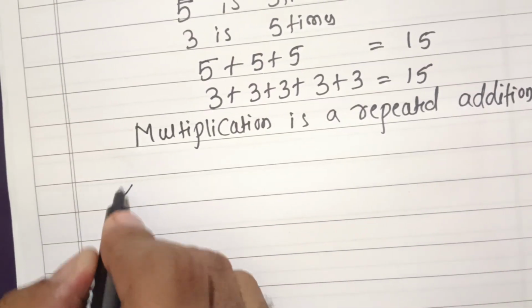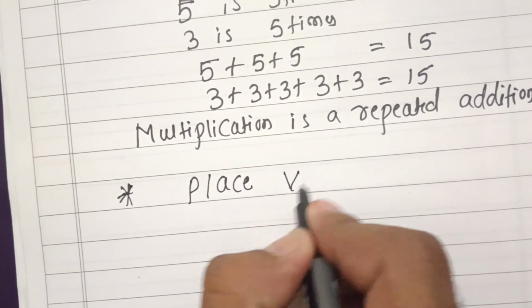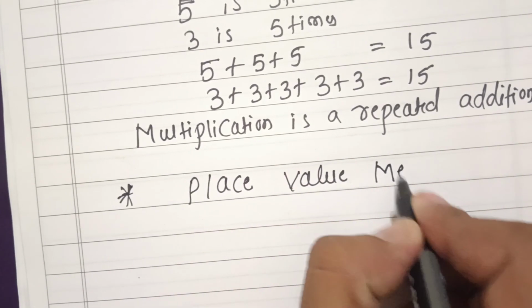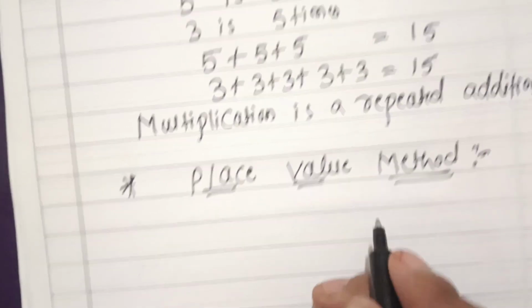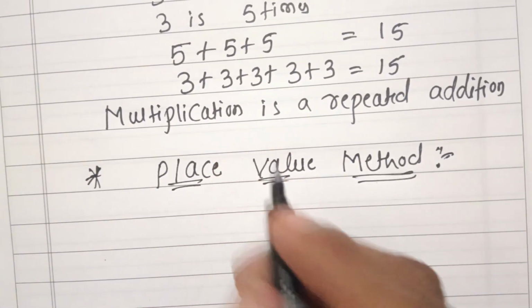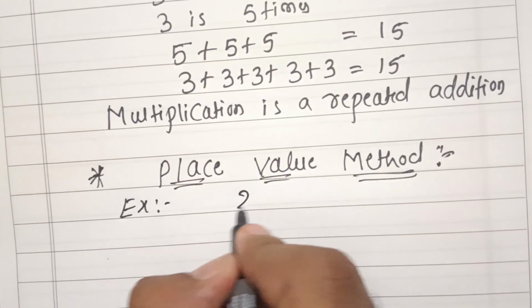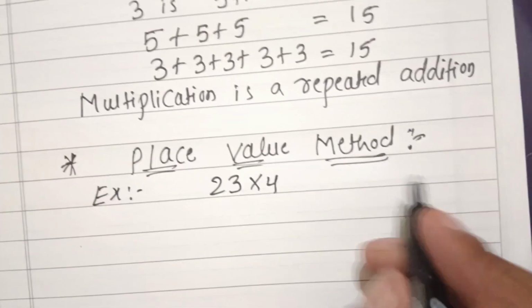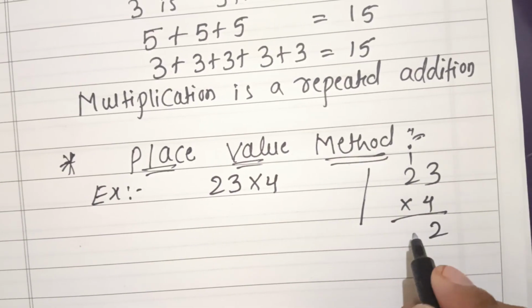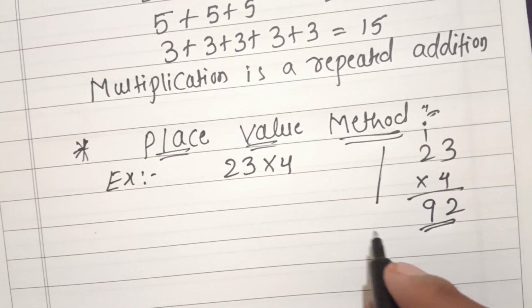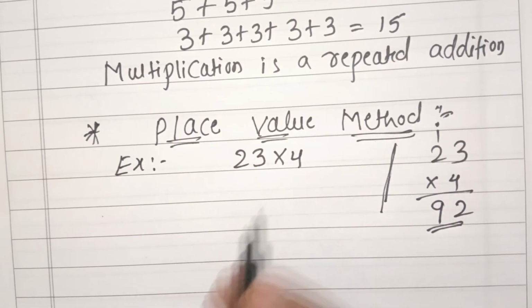Now let us go to a different method, that is the place value method. Basic multiplication everyone knows, so I just gave the foundation. Now for the place value method, let us take one example, 23 into 4. Regularly how we will find it: 4 times 3 is 12, 4 times 2 is 8 and 1 carried makes 9, so we will get 92. This regular method we all know, right? Now, how do we find it using the place value method?